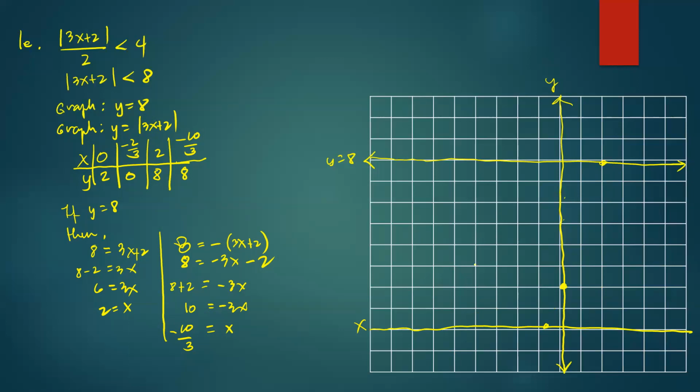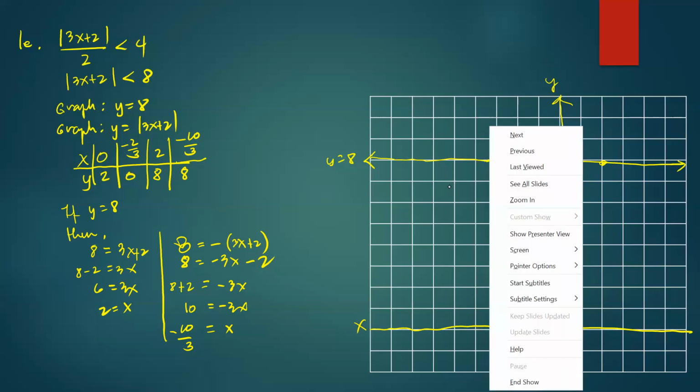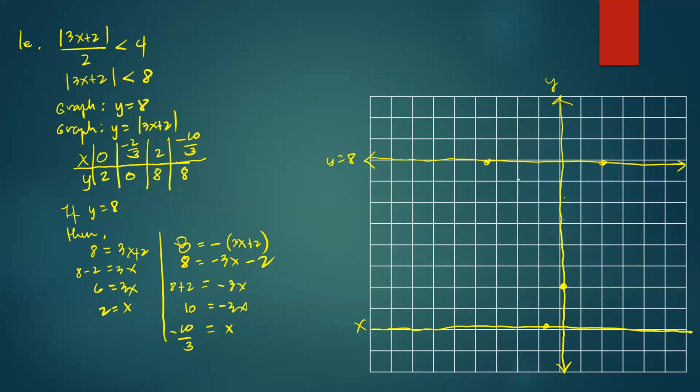Then the other one is negative 10 by 3. Negative 10 by 3 is negative 3 and 1/3, right? So we have negative 1, negative 2, negative 3, and 1/3. So this is our 8. Okay, so let's now plot the graph.